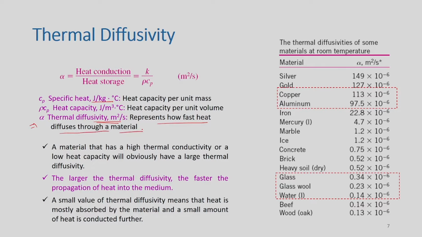A material that has a high thermal conductivity or a low heat capacity will obviously have a large thermal diffusivity. As you can see from this expression, if we have high values of thermal conductivity and a lower value of rho Cp, the heat capacity, then we will have higher values of thermal diffusivity. The larger the thermal diffusivity, the faster the propagation of heat into the medium, which we must keep in mind. A small value of thermal diffusivity means that heat is mostly absorbed by the material and a small amount of heat is conducted further.